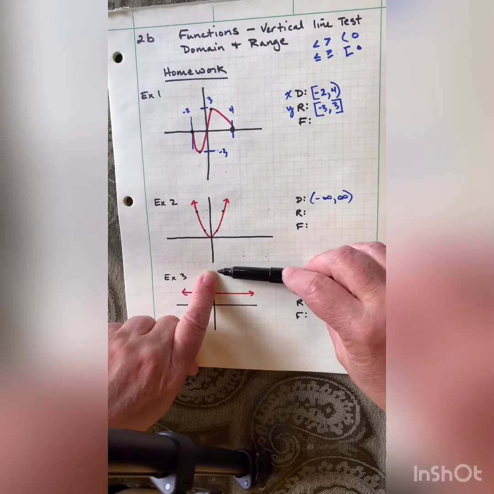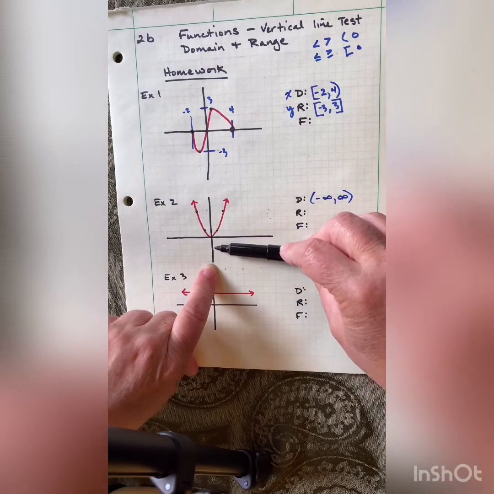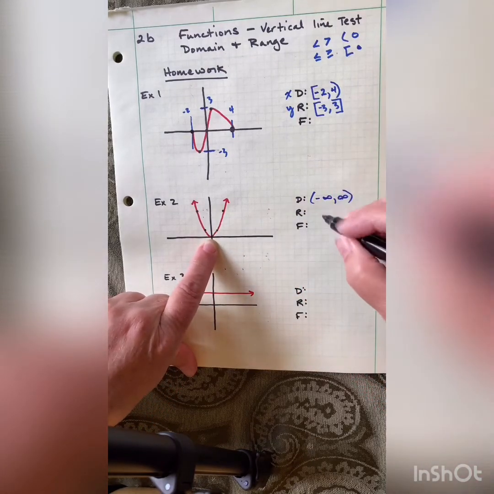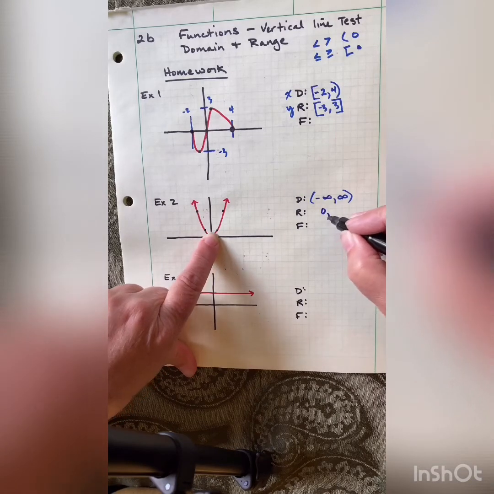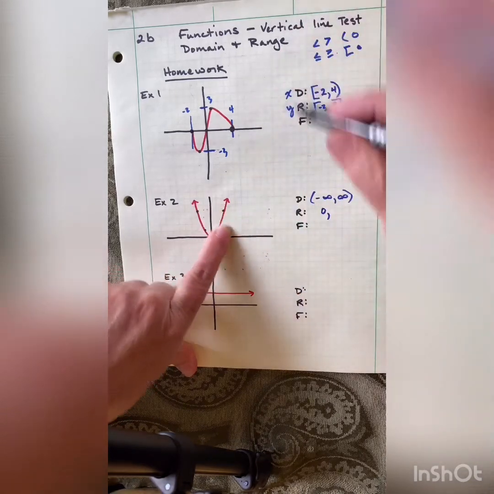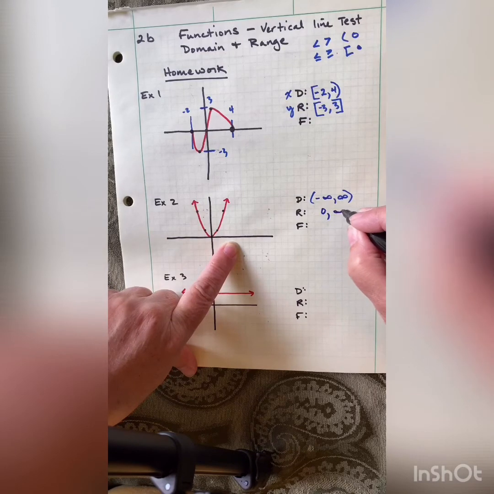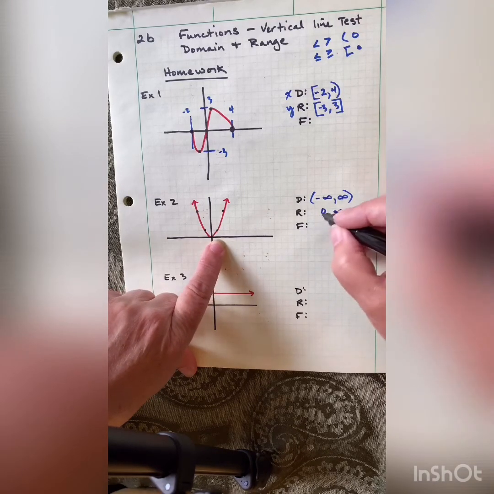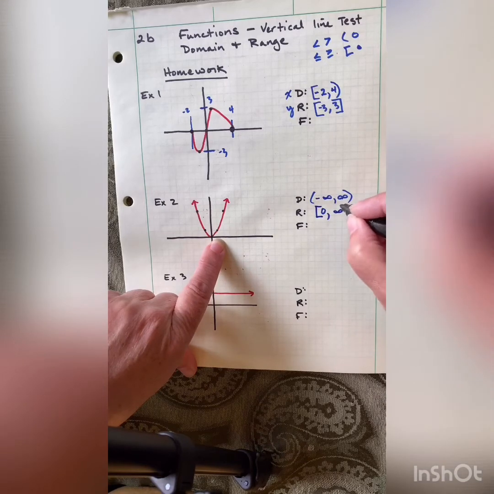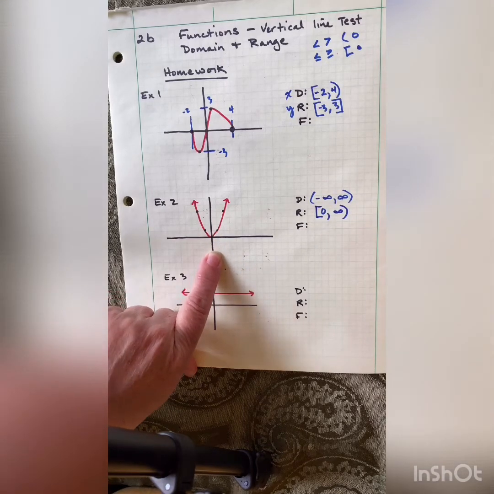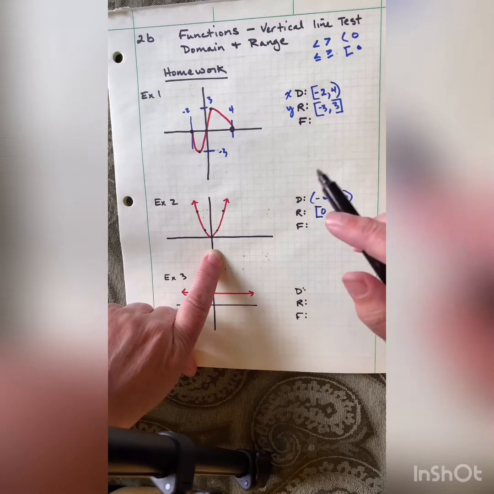As I'm scanning from low to high here, nothing, nothing, nothing. Oh, it starts at 0, so 0. And since it's going on in that direction forever, it'll go up to positive infinity. So this one is included, and infinities always have the parentheses. Oh, I'm forgetting to do the function.